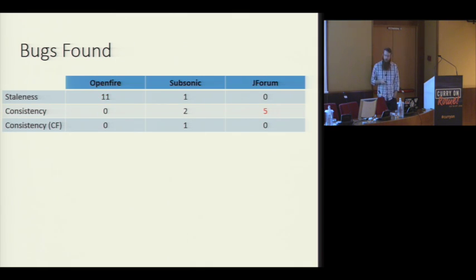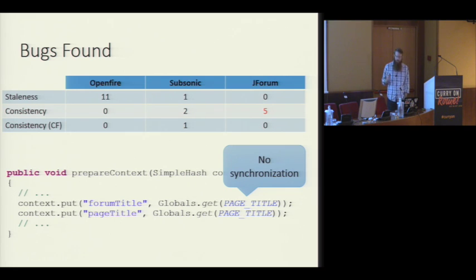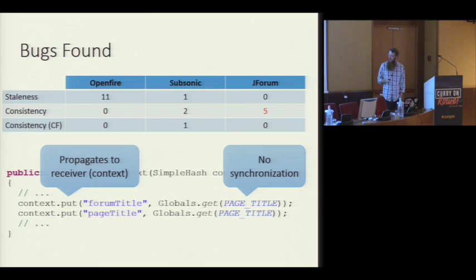JForm also has an almost degenerate version of the inconsistency bug. Here we see this page title option that is being read twice with no synchronization, and it's being used to populate two different response parameters. Now, to find this bug, we had to add propagation to the receiver context variable here. And to find many of these bugs, we actually had to add these propagation annotations, but we needed only about 30 of them for the over 100,000 lines of code in our evaluation.